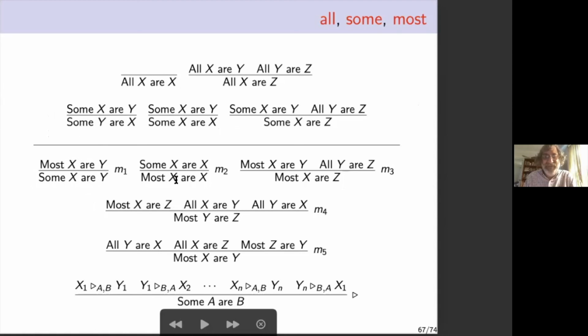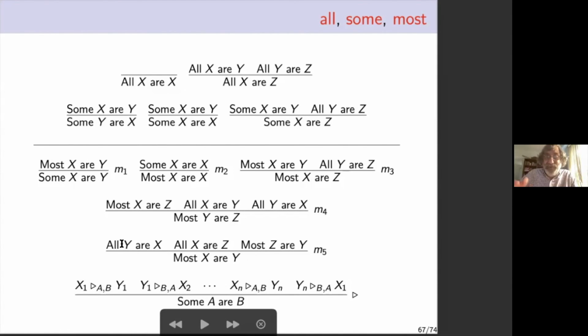If there are X's, like if some X exists, then most X are X. So you can count on that. If most X are Y and all Y are Z, then most X are Z. That's great. Now, if the X's and the Y's are the same, this M4, if all X are Y and all Y are X, then they're actually the same set. And if you know that most X are Z, it follows that most Y are Z.